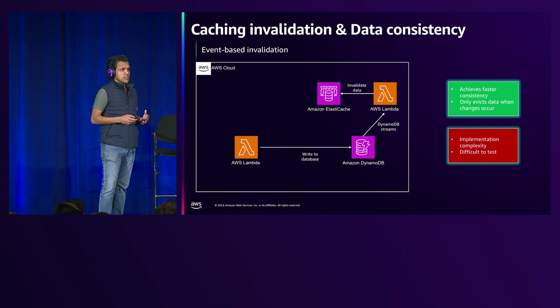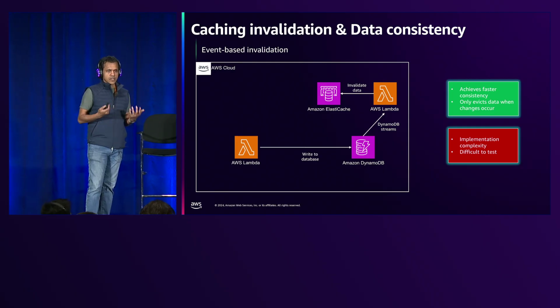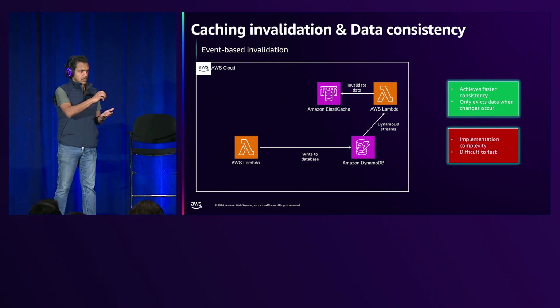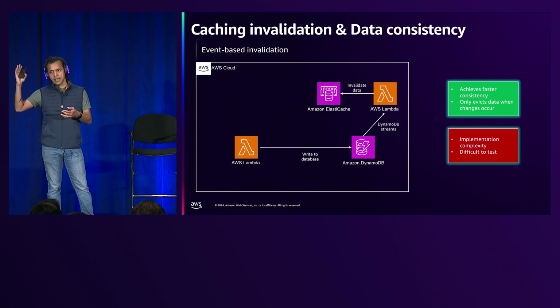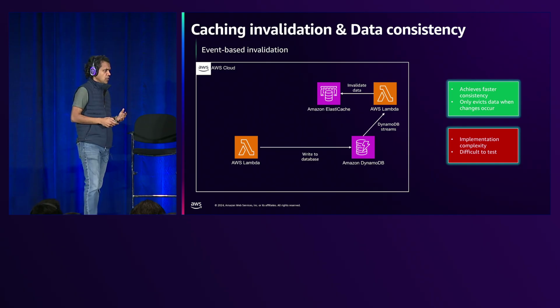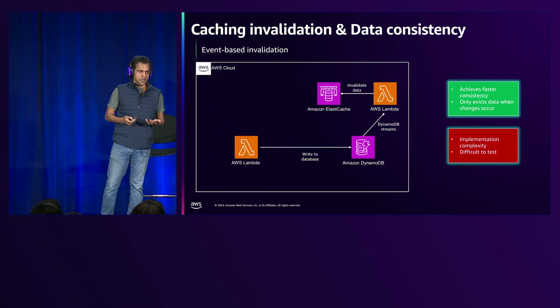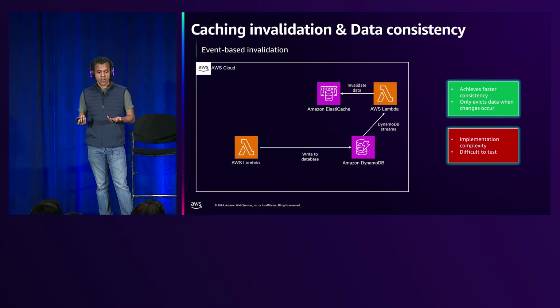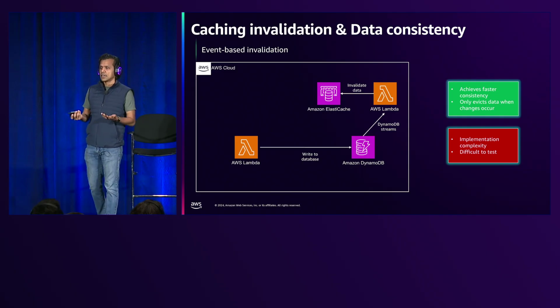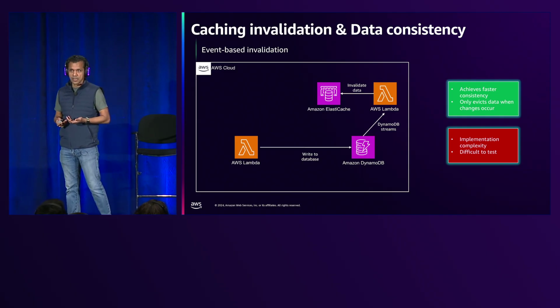This essentially achieves faster consistency, right? It is still asynchronous consistency because your data is updated in the database, you get an event into your compute system, which then updates the cache. So it's asynchronous, but usually pretty fast, right? Generally of the order of milliseconds, maybe seconds. But you achieve much faster data consistency than the time to live approach. And this only evicts data when there are any changes in the underlying database.